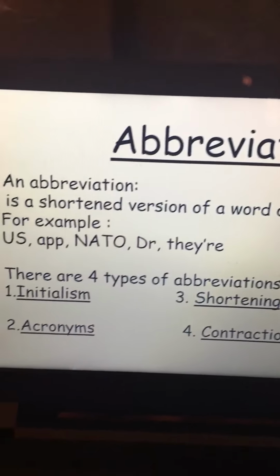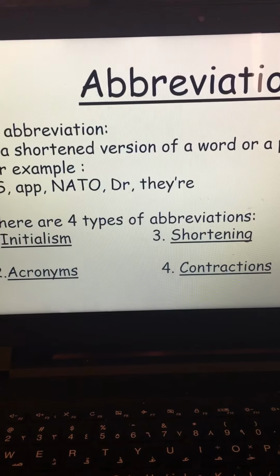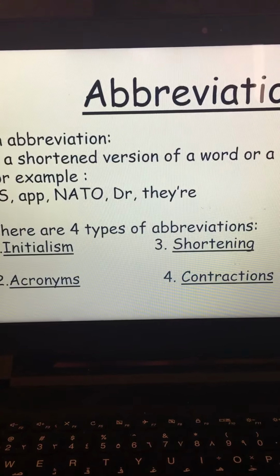US is a shortened version of the phrase United States. App is a shortened version of the word application. We have 4 types of abbreviations: initialism, acronyms, shortening, contractions. So let's look at each type in more detail. First, initialism.